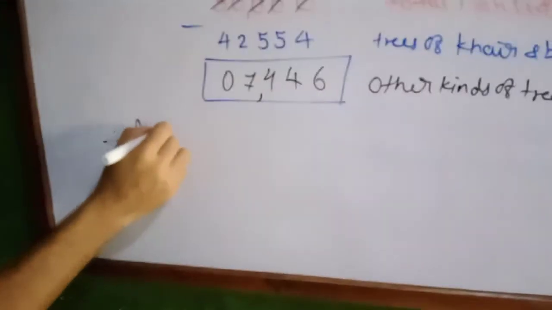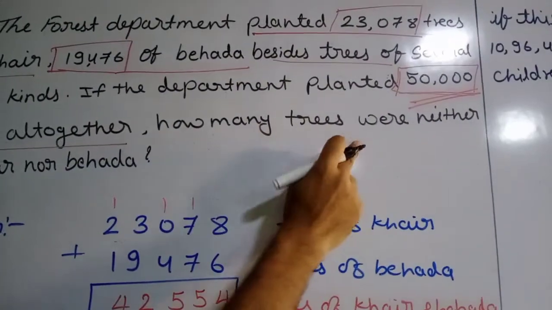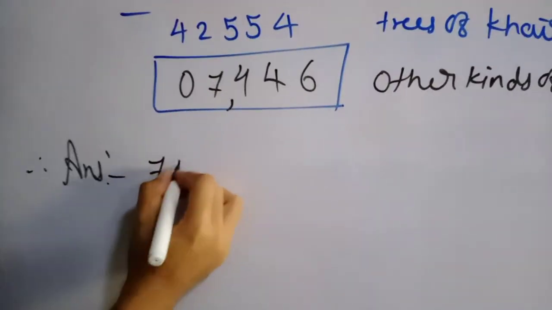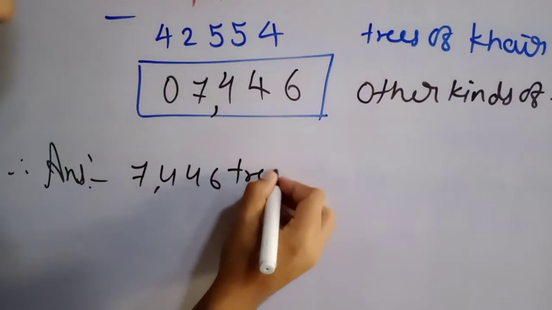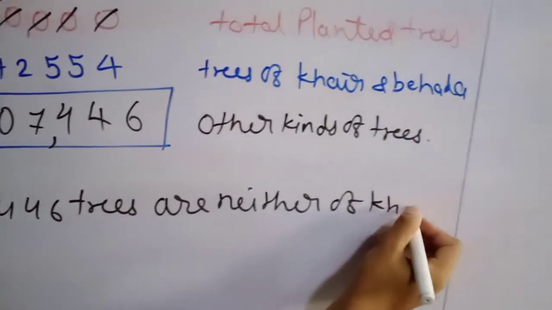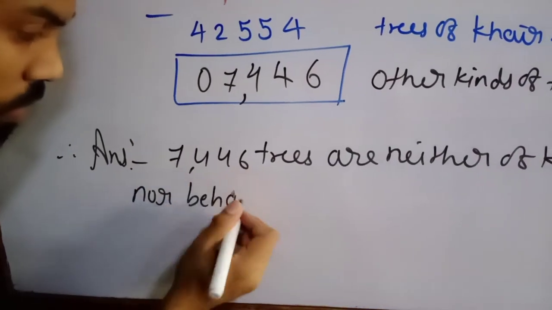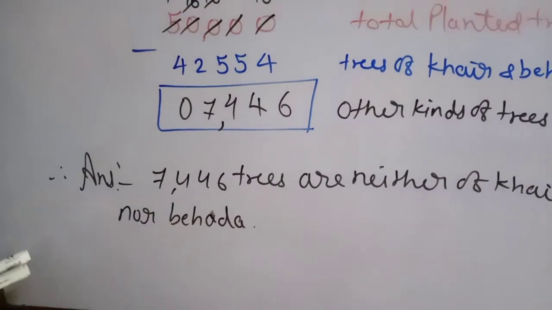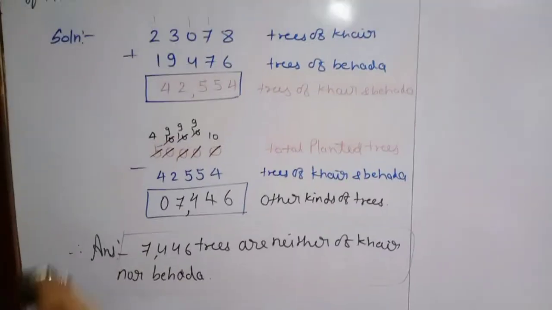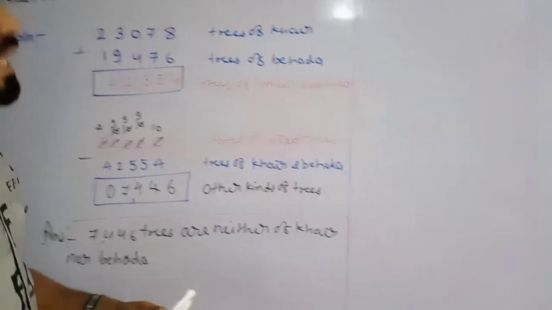Therefore, we have to write the answer. The answer should always be in the form of what they are asking. How many trees were neither Khair nor Behda? So we can write 7446 trees are neither Khair nor Behda. So this way we can write our answer. Yes. So this way we have to read the sum and do the addition, then subtraction, and we will get our answer. Now move to the next sum.